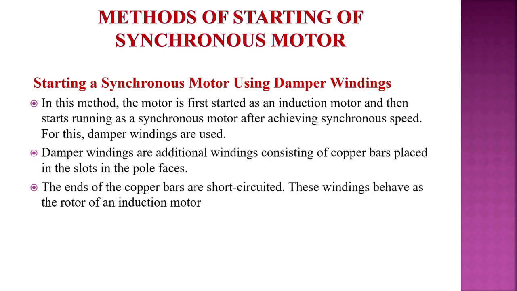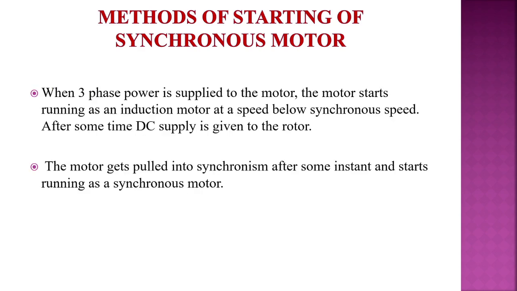Third one, starting a synchronous motor using damper windings. In this method, the motor is first started as an induction motor, and then it will start running as a synchronous motor after achieving synchronous speed. For this, damper windings are required. Damper windings are additional windings consisting of copper bars placed in the slots in the pole faces. The ends of the copper bars are short circuited. These windings behave as the rotor of an induction motor.